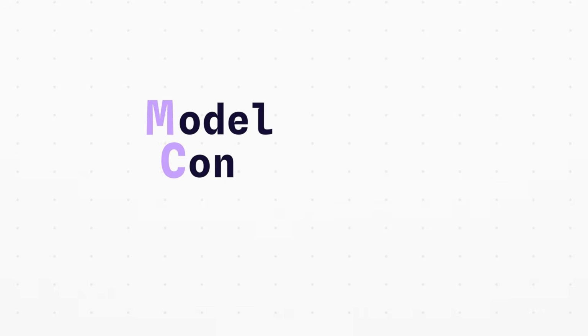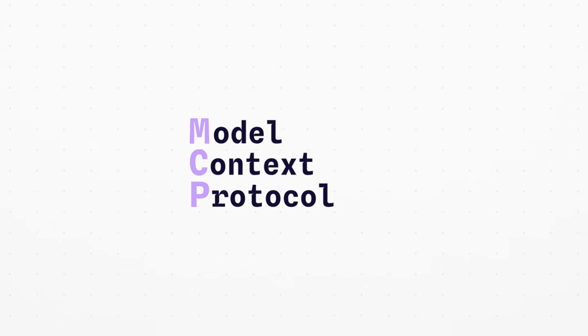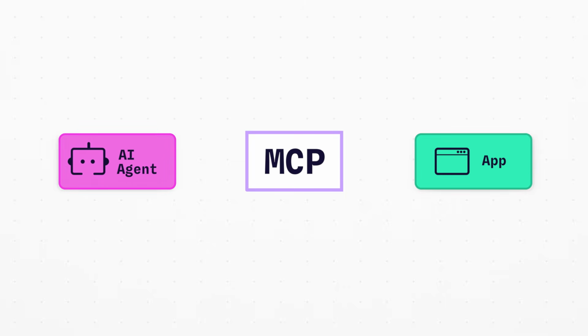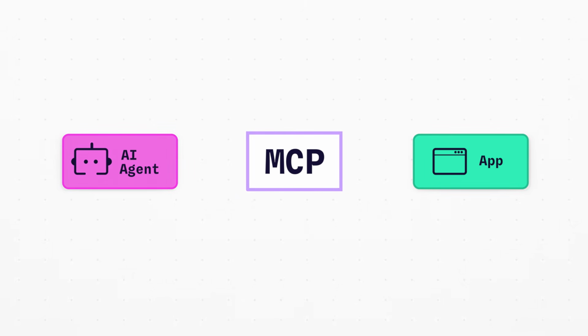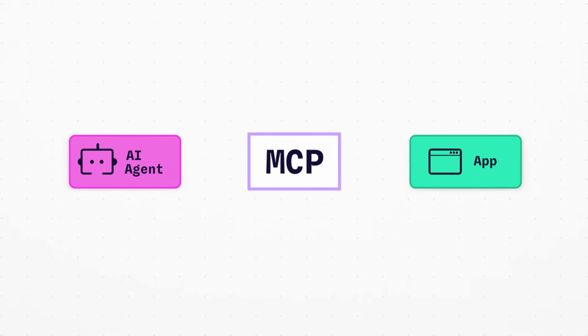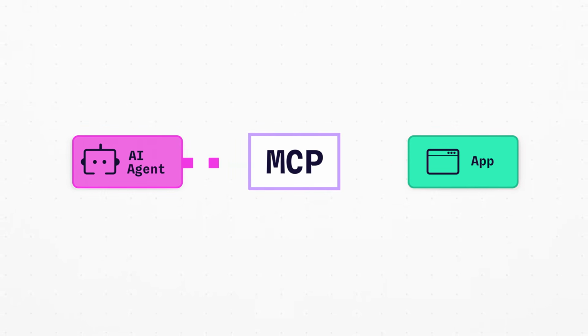MCP, Model Context Protocol, is an open standard that lets AI agents interact with external applications and tools. You can think of it as a language interpreter that can translate any communication between your agents and the tools your team works with.